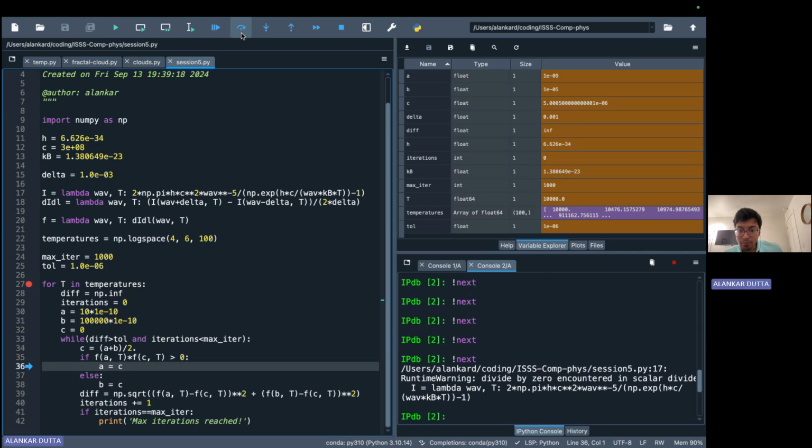HC by lambda KBT, that is minus 1. 2 pi HC square times lambda to the power of minus 5. Yeah, I think I'm doing this right. So where is this scalar divide? So this division is perhaps causing the problem.